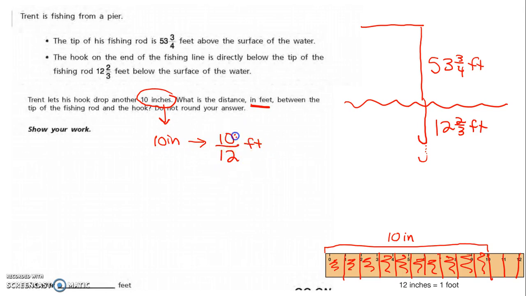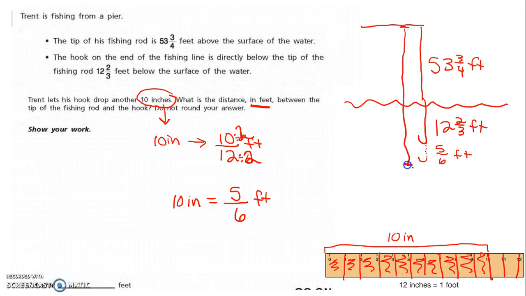I could simplify this. I'm just going to divide top and bottom by 2 to write my answer in simplest form. 10 divided by 2 is 5. 12 divided by 2 is 6. So 10 inches equals 5/6 of a foot. Okay. So now we know we have 5/6 extra of a foot. And they want to know what's the total distance between the top all the way to the bottom.